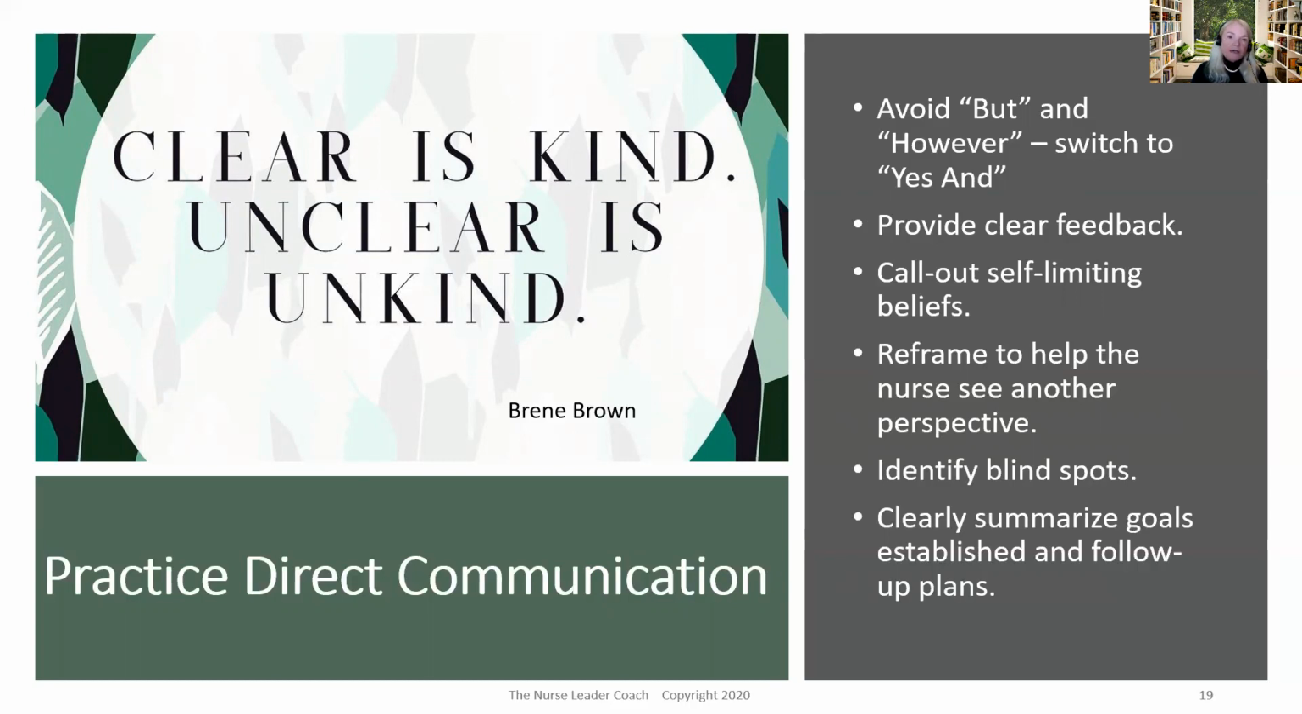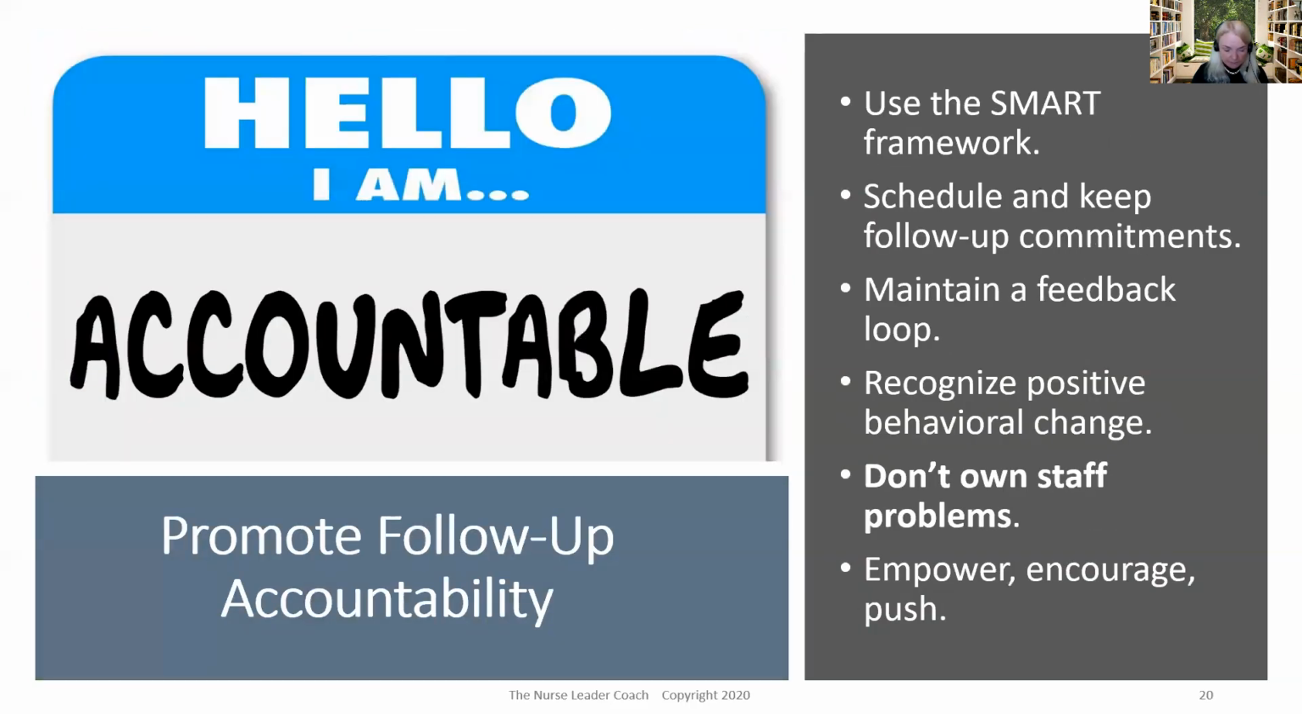Many times you'll find that your staff have self-limiting beliefs about their own abilities that you have to call out as part of the direct communication that you're using with them. Clarity is especially important when you're talking about the way forward, because leaders should not own the goals. The staff members need to own their own goals.